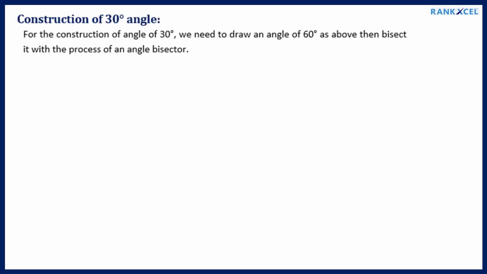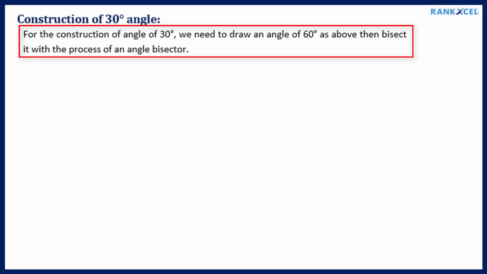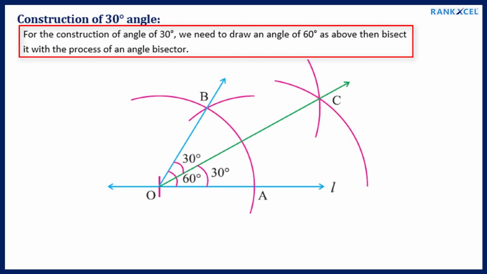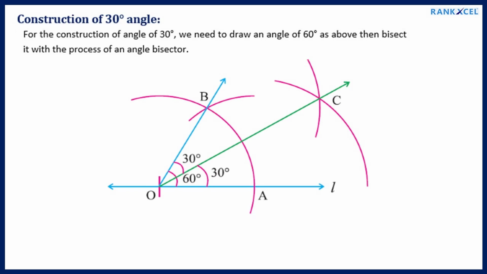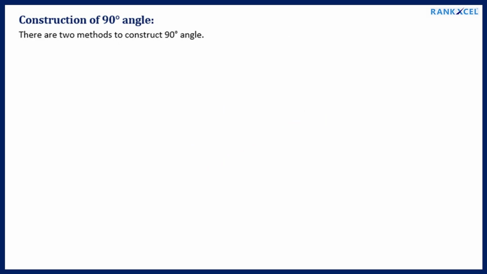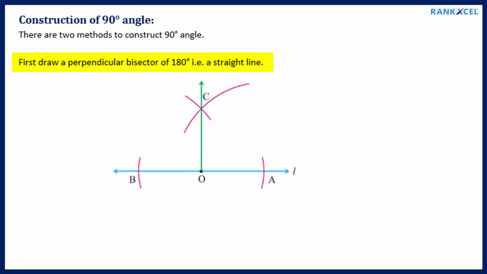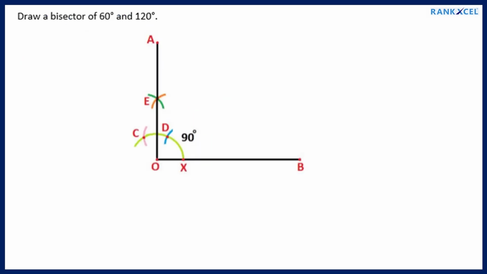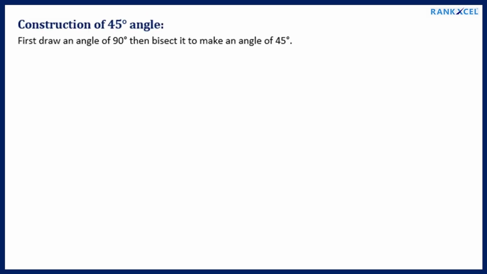Construction of a 30 degrees angle. For the construction of an angle of 30 degrees, we need to draw an angle of 60 degrees as above, then bisect it with the process of an angle bisector. Construction of a 90 degrees angle. There are two methods to construct a 90 degrees angle. First, draw a perpendicular bisector of 180 degrees, that is, a straight line. Second, draw a bisector of 60 degrees and 120 degrees. Construction of a 45 degrees angle. First, draw an angle of 90 degrees, then bisect it to make an angle of 45 degrees.